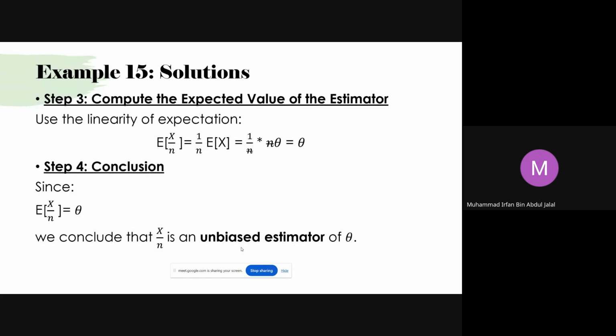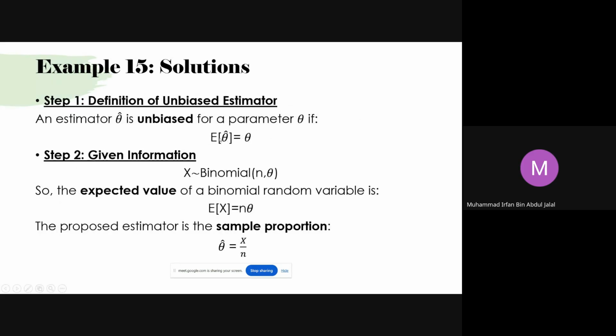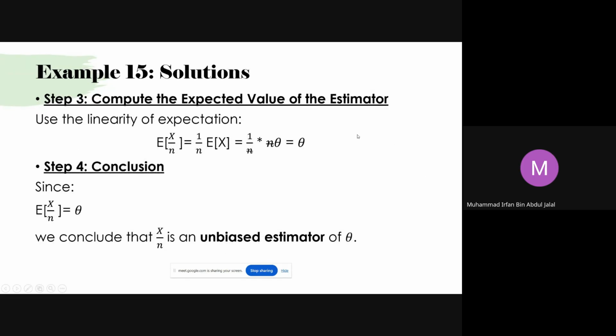So again, step 3. We compute the expected value of the estimator, because we need to show whether the expected value of the estimator is equal to theta or not. If it equals theta, then it's considered an unbiased estimator. If it does not equal theta, then it's a biased estimator. So we use the well-known result, the linearity of expectation.